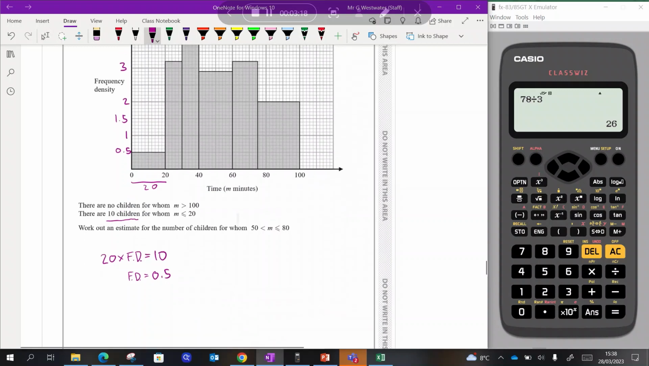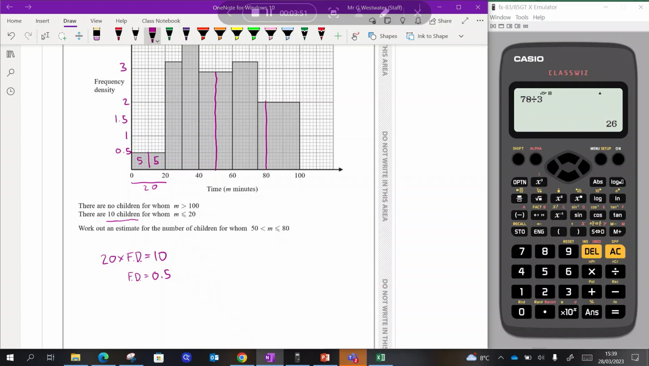Okay, and we're being asked to work out an estimate for the number of children for whom they were between 50, so that's here, and 80 here. So in each of these groups, I'm going to do the frequency density times, or the height, times the class width to work out the area inside. But you could have used that thing that I spoke about earlier, that each one of these represents 5, to give yourself a good go at working out what the total area is as well.